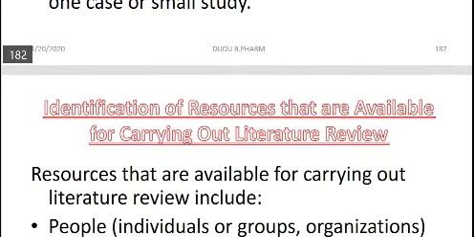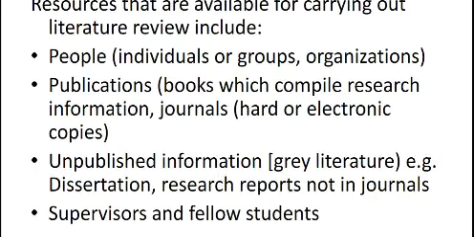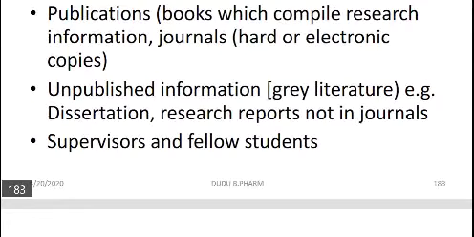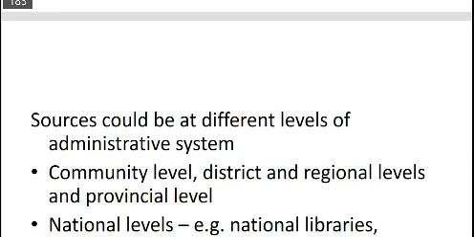Let's go to identification of resources that are available for carrying out literature review. Resources that are available for carrying out literature review include people, individuals or groups, organizations, and publications. We have seen books with compiled research information, journals, maybe hard or electronic copies. We also said unpublished information, grey literature, for example dissertations, research reports not in journals, supervisors and fellow students.